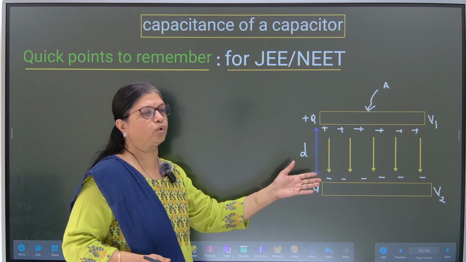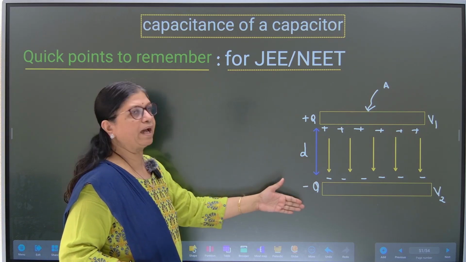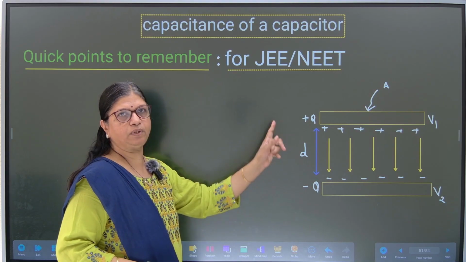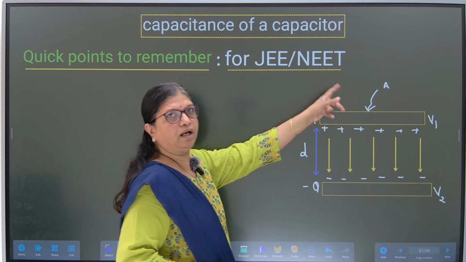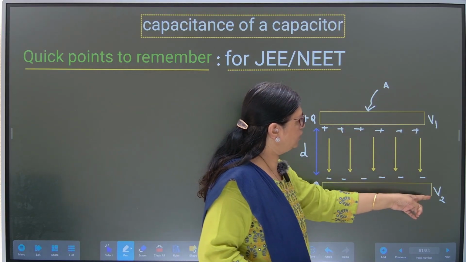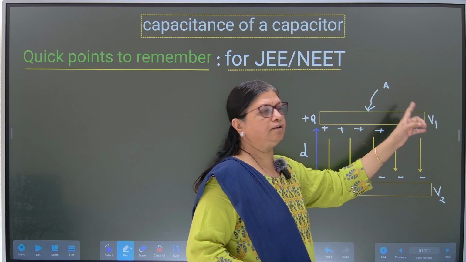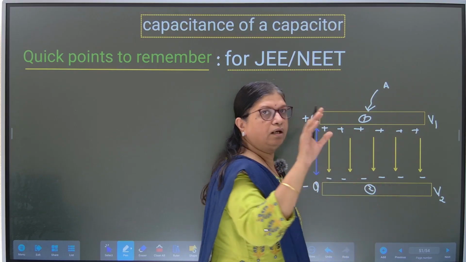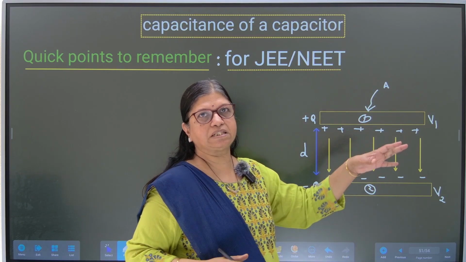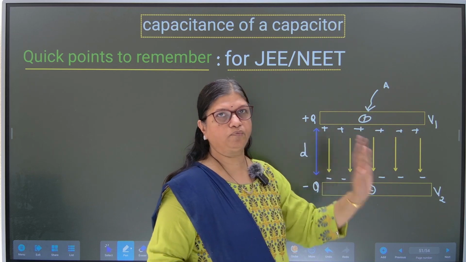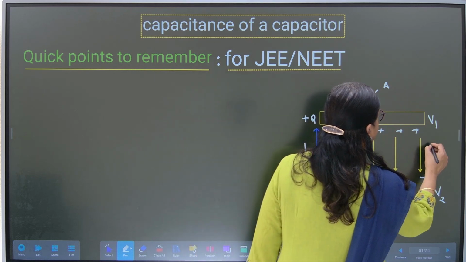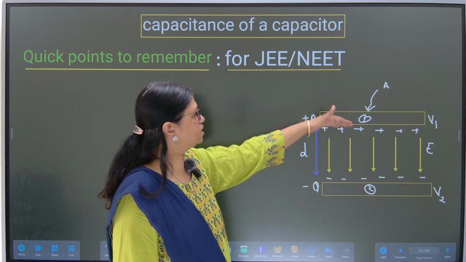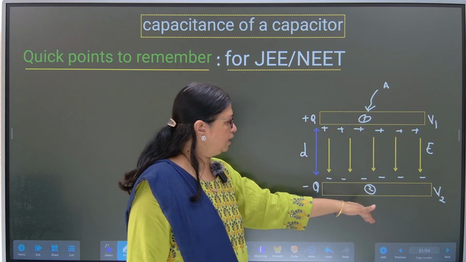As you can see here, I have drawn a capacitor with two parallel plates with a positive charge and a negative charge. Distance d between the two plates, and A is the area of each plate, and V1 and V2 are the potentials of plate 1 and plate 2. You can also have irregular shaped plates or conductors. These are two conductors, 1 and 2. The electric field between the two plates is from plate 1, which is positively charged, to plate 2, which is negatively charged.